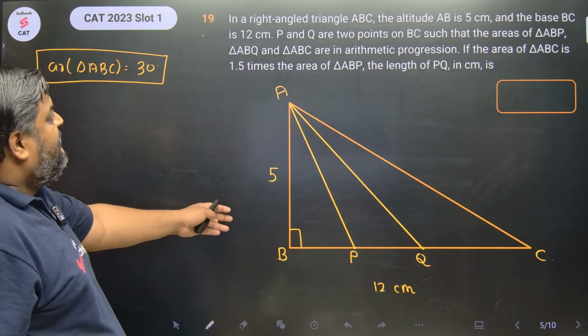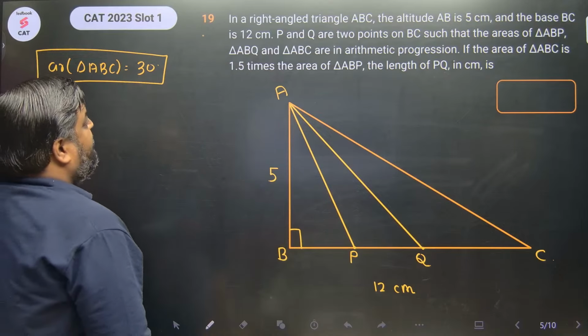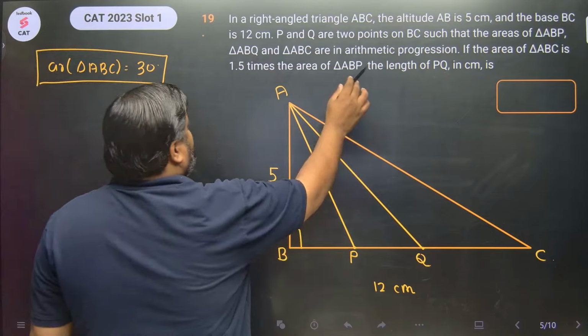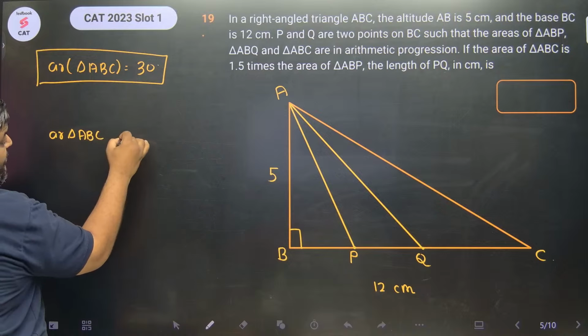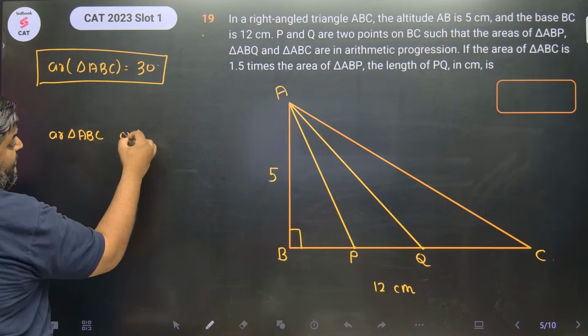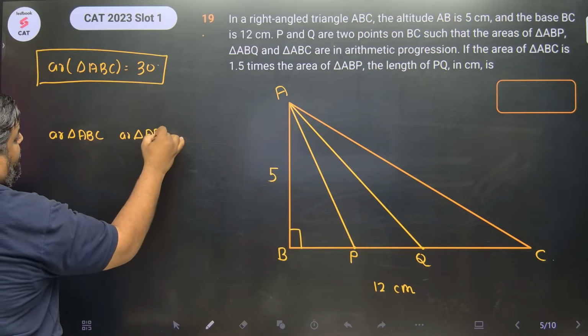Now this is such that the area of these three triangles, area of triangle ABP, area of triangle ABQ, and area of triangle ABC are in arithmetic progression. These three are in AP.